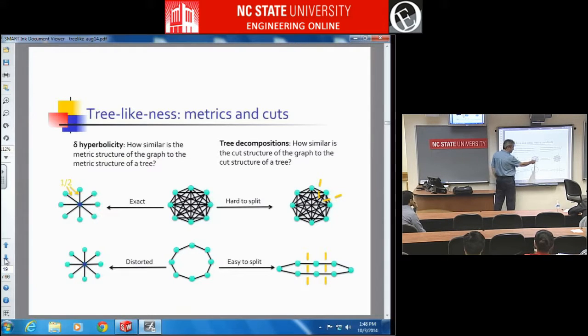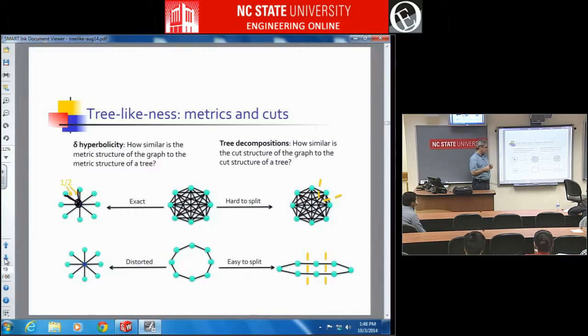In terms of its metric properties, everyone's distance 1 here, but I can construct a graph with a central node and a bunch of edges. Maybe this is an artificial node that I just invented. And now everyone's distance 2, or if I put a 1/2, everyone's distance 1. So this is tree-like, actually, in terms of its metric properties. It's not tree-like in terms of its partitioning properties, right? Just to cut this, I need to cut a lot of edges.